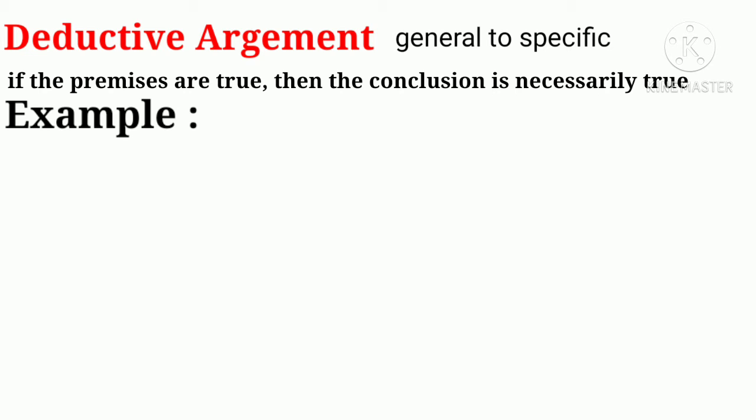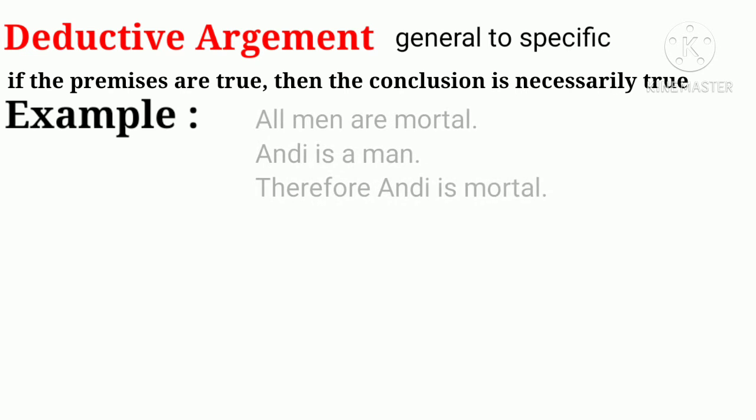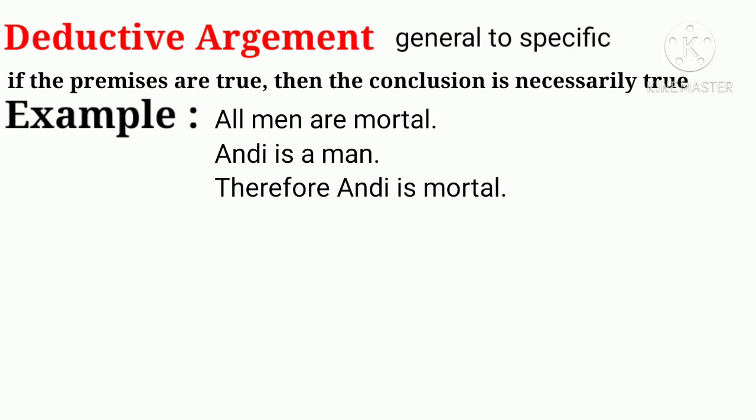Here is an example of a deductive argument. All men are mortal. Andy is a man, therefore Andy is mortal. If the first two statements are true, then the conclusion must be true.